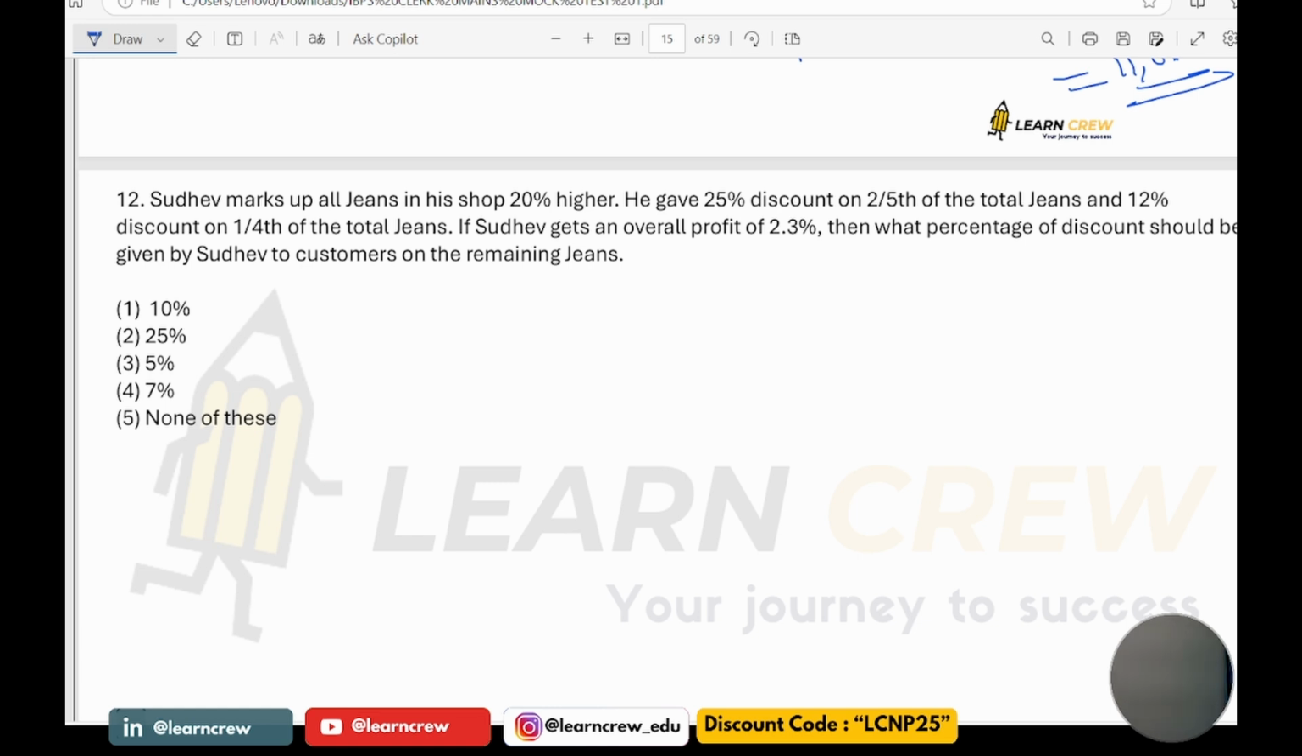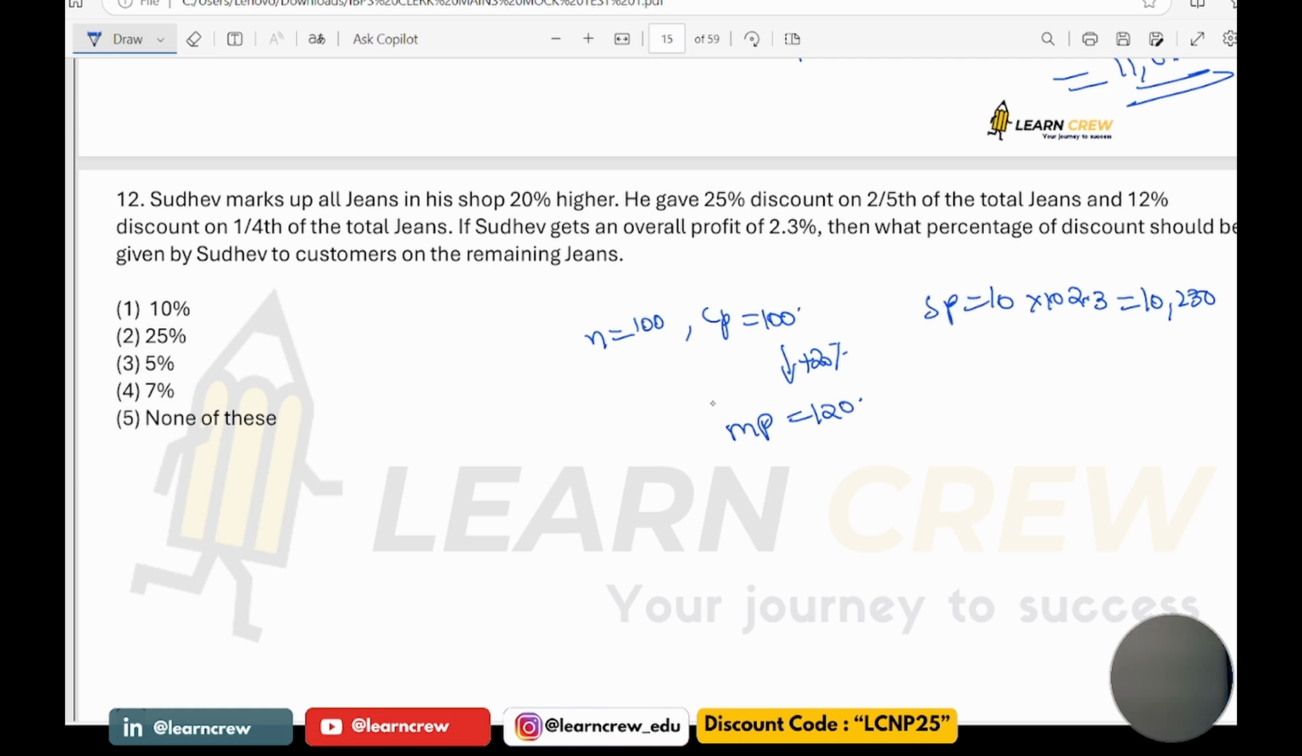So let me take the total number of jeans as 100, and the cost price of each jeans is 100. When marked up by 20%, the market price should be 120. After selling, what would be the selling price? 100 into 102.3, which is equal to 10,230 is the overall selling price.